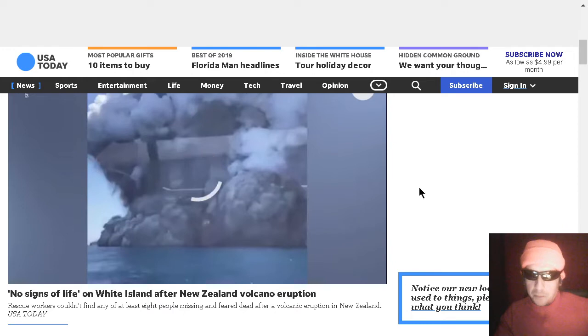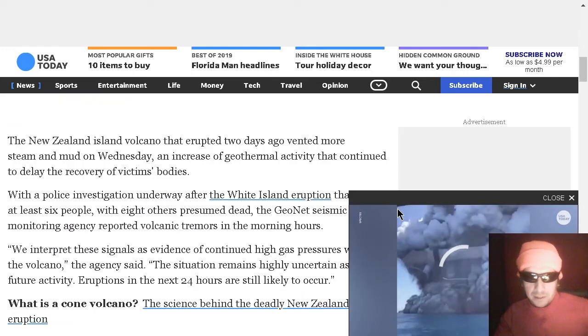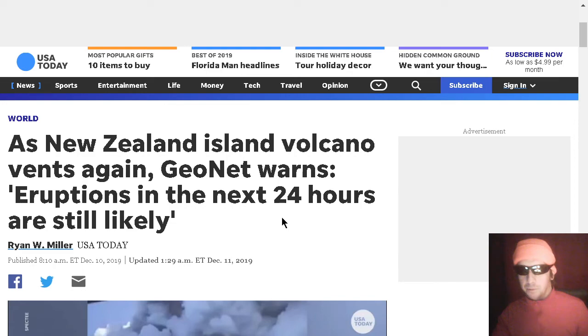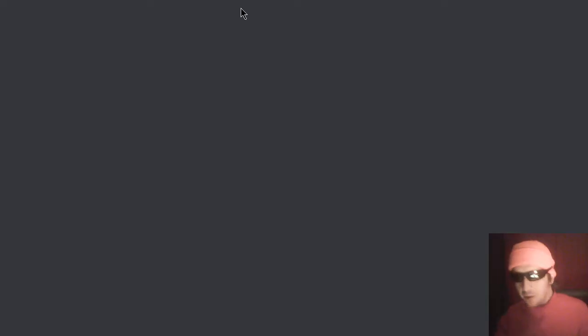Now, there are a bunch of people missing there. I think still 7 people missing there. Expected to be quite dead. And since the alert levels have been raised, people weren't even supposed to be there, and there are criminal investigations opened as a result.